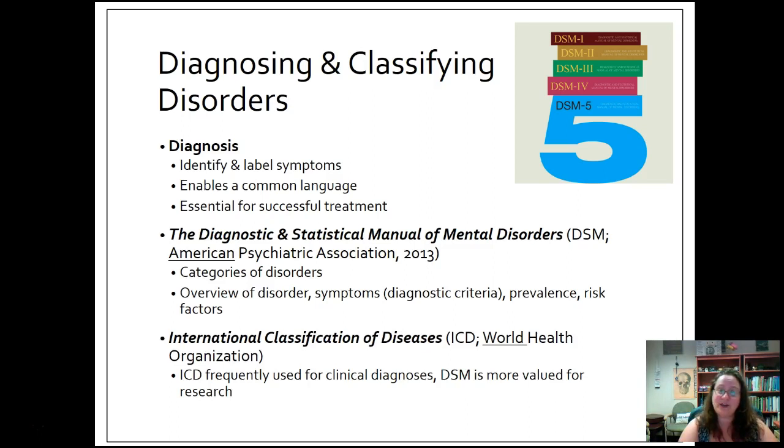On the world basis, though, people use the ICD. The ICD is the International Classification of Diseases. The World Health Organization is the one responsible for this. And they're both used in different ways. The ICD is used throughout most other countries other than the U.S. It's often used for clinical diagnoses. The DSM is more used in research, but you would have a DSM diagnosis if you're here in the United States. So that's what the U.S. uses, is the DSM.